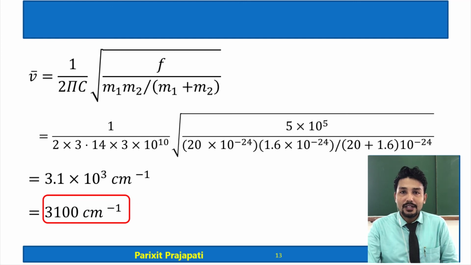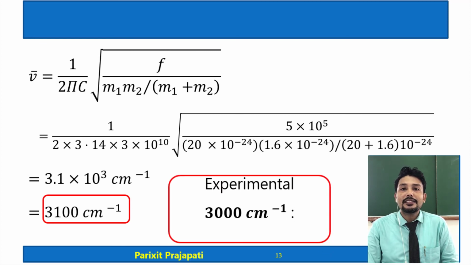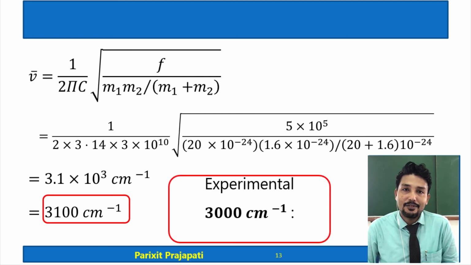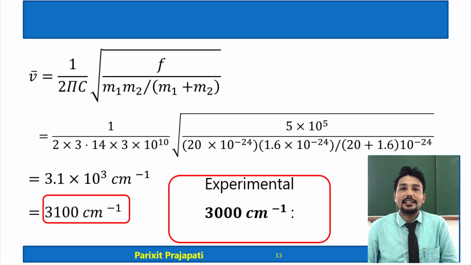But when it was experimentally determined, it came around 3000 centimeter inverse. That means using Hooke's law, we can determine approximately the wave numbers or frequency or IR absorption frequencies. So this was about Hooke's law in IR spectroscopy.